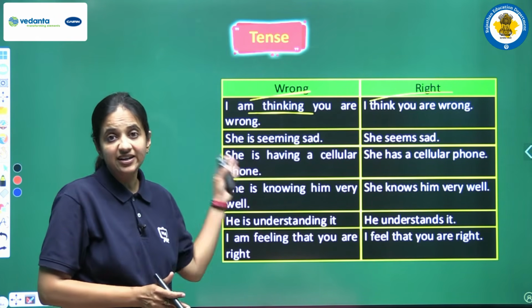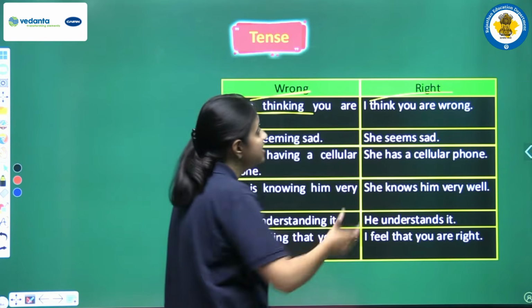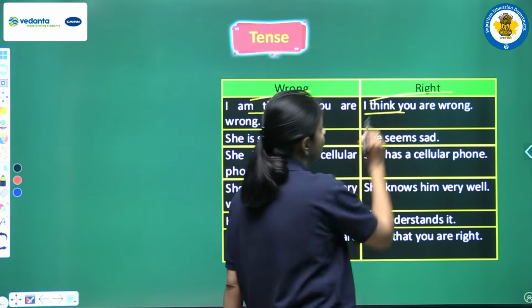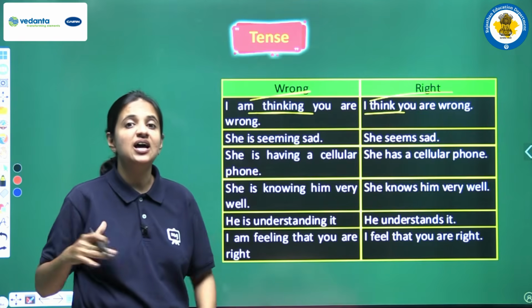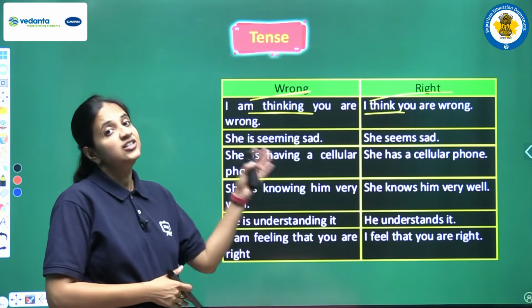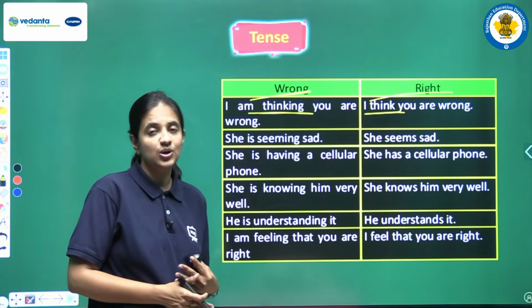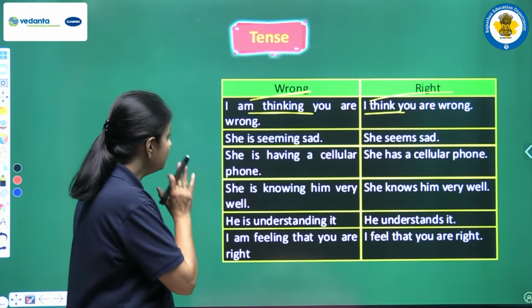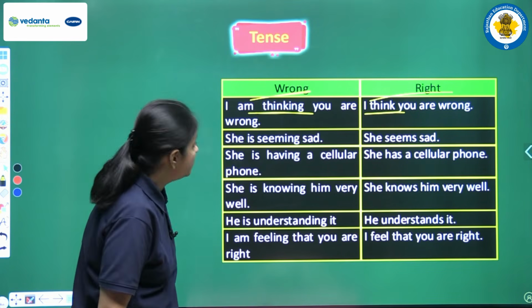So how can we write this sentence? We can write the sentence I think you are wrong. Okay, so generally we don't use I am thinking you are wrong. Generally we use I think you are wrong, right? Second, we are having she is seeming sad.